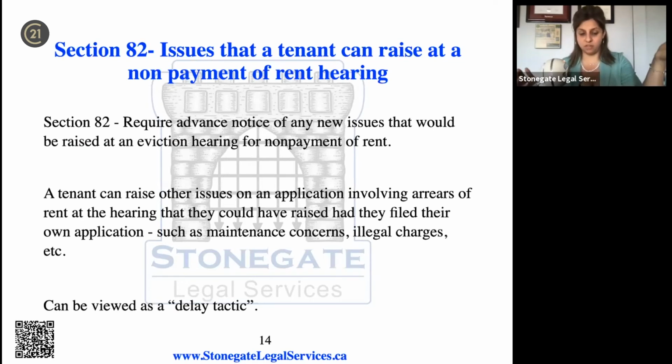On a non-payment of rent hearing, tenants can raise certain issues under Section 82. Section 82 of the Residential Tenancies Act basically pertains to issues that a tenant can raise at a non-payment of rent hearing that give them the opportunity to explain their position. Why haven't they paid the rent? So the tenant can raise these issues involving arrears of rent at the hearing, and more than likely these issues are maintenance concerns, illegal charges, the landlord hasn't repaired anything. These are issues to basically justify reasons as to why they haven't paid the rent.